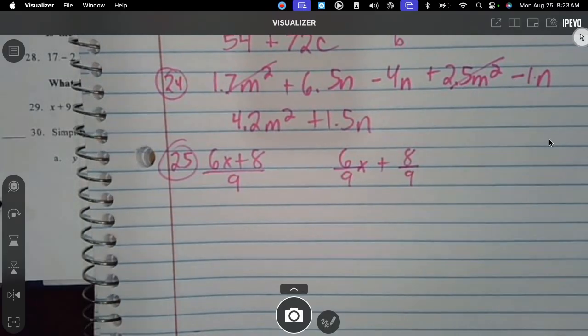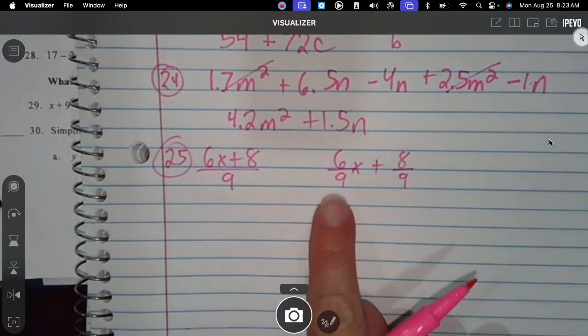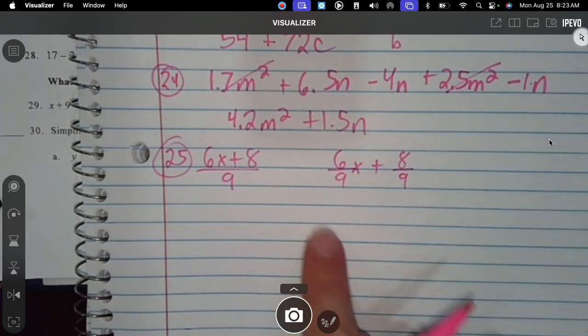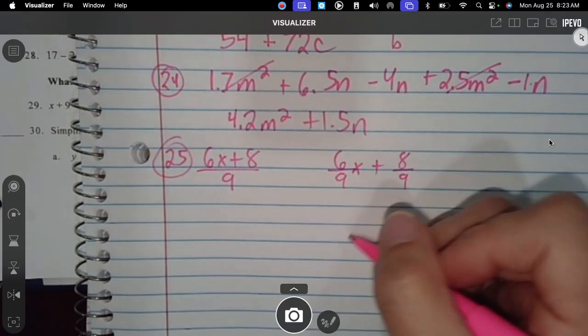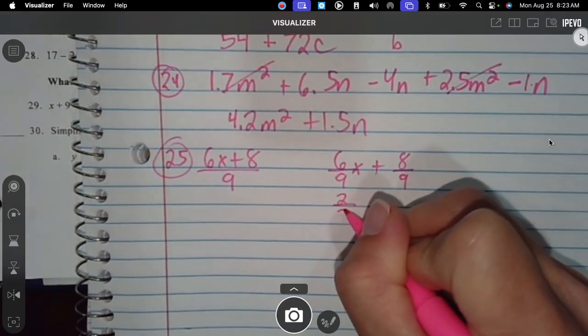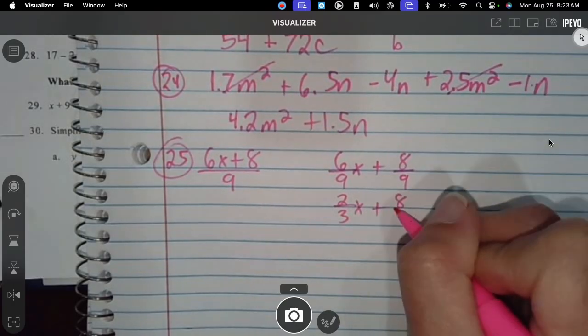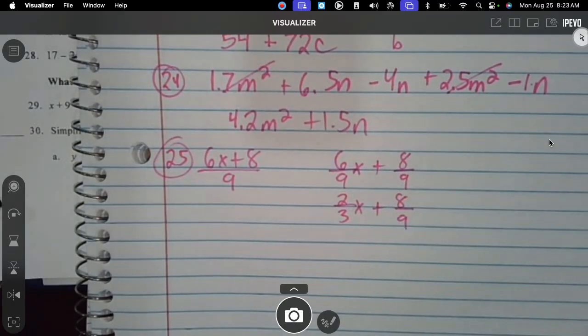Everybody good with that? Now, that's not an answer choice because what did they do with these two numbers? They simplified it. If you don't know how to simplify it, you just type 6 over 9 in your calculator and press math, enter, and it will simplify it for you. So what do you get? You get 2/3. 2/3 x plus 8 over 9. Everybody good with this? Yes. All right.